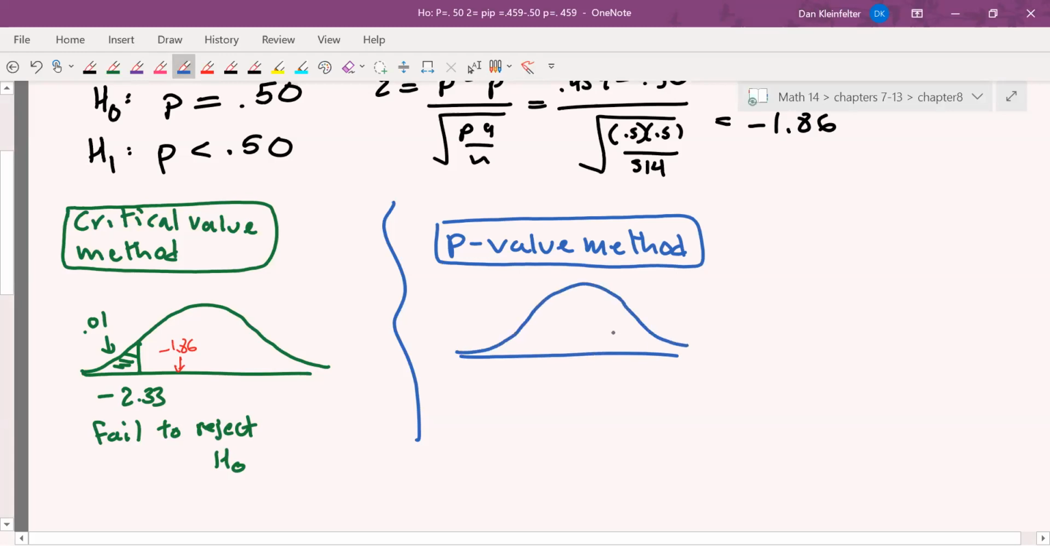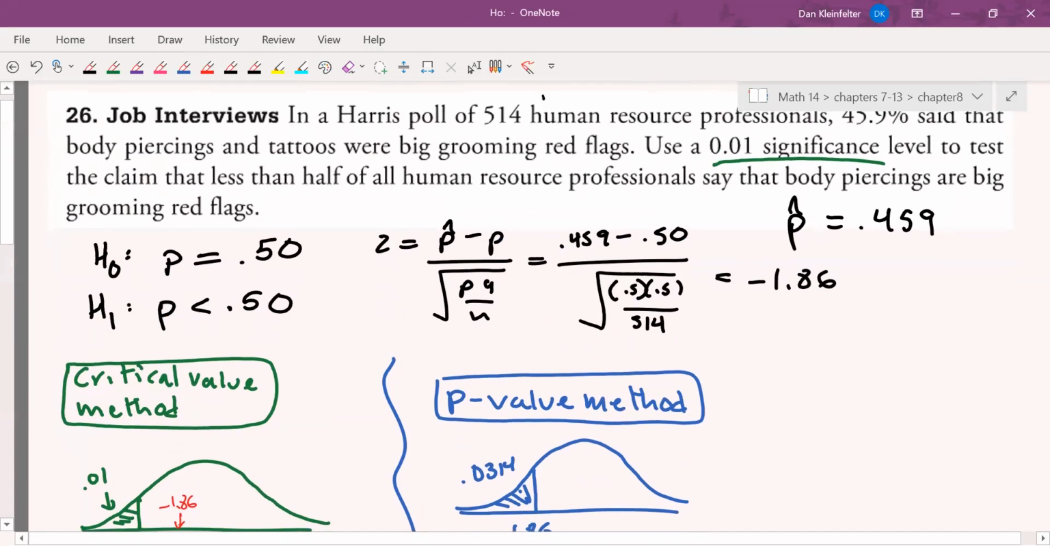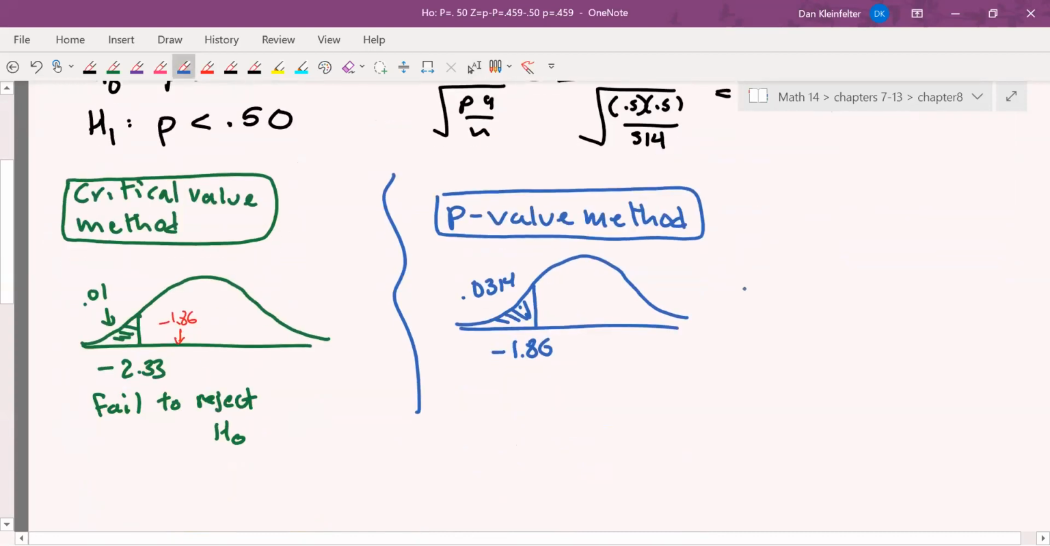For the p-value method, we use the test statistic, and from there locate the probability. And then we'll have to compare that probability against our alpha. So negative 1.86 is 0.0314. Okay, so 0.0314 is bigger than 0.01. So again, we're going to fail to reject our H0.